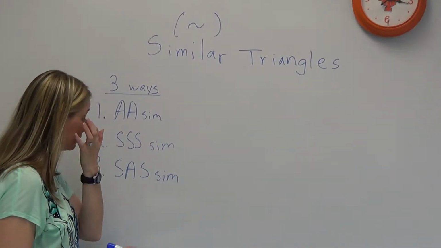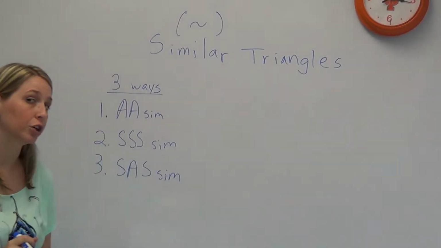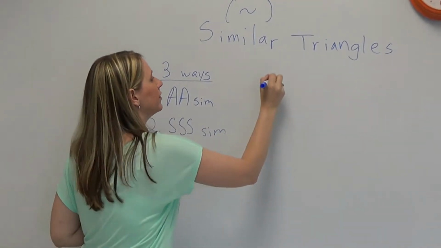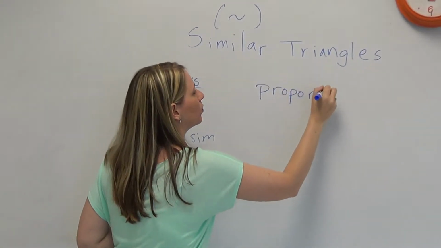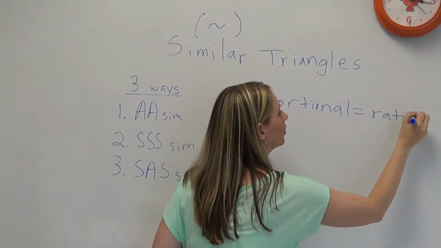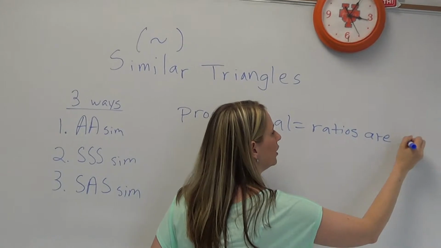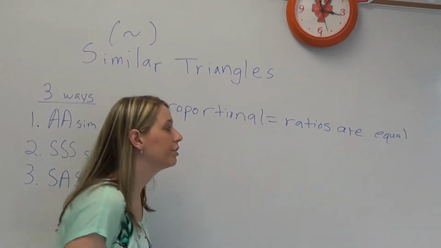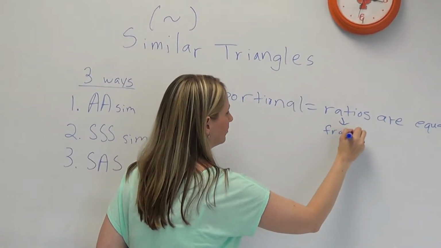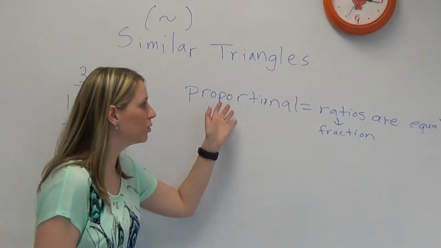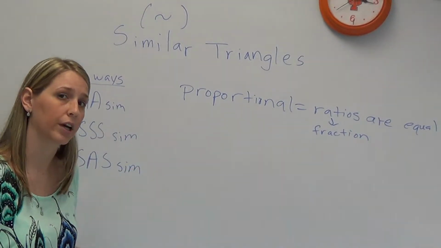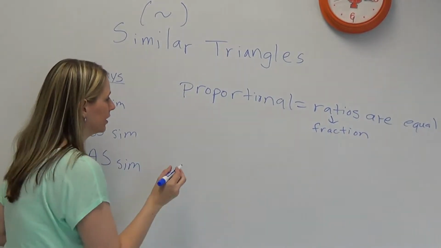Okay, for side-side-side similarity, all three sides are not congruent, but they are proportional. And what proportion means, write that definition. The word proportional means that the ratios are equal. Now, another word for ratio is just fraction. So let's just replace that with the word fraction. So basically what proportional means is that the fractions are equal. Okay? So let's look at an example.